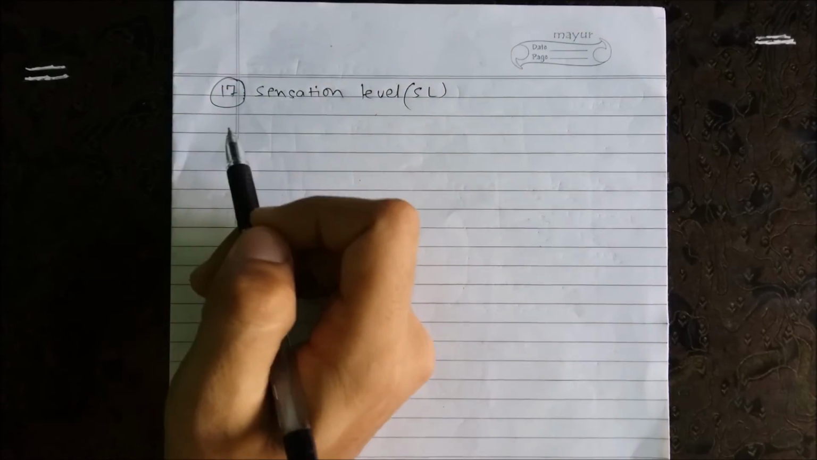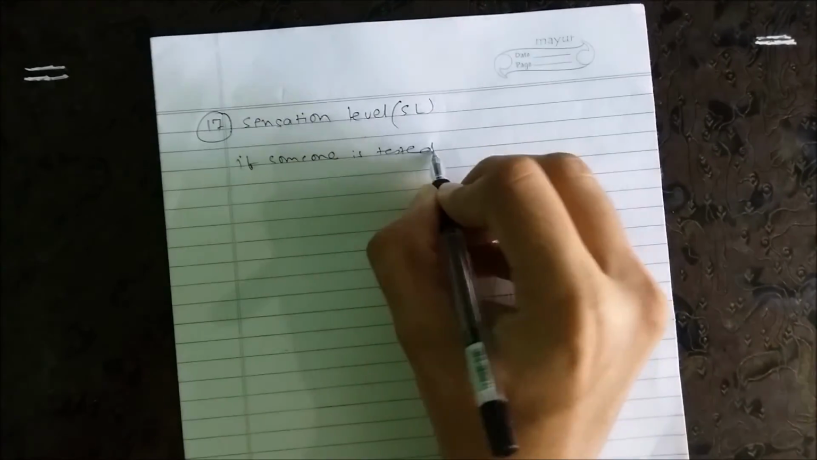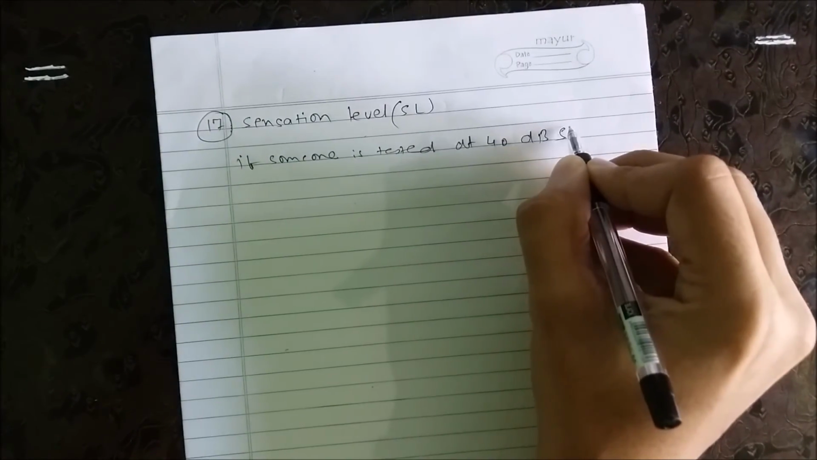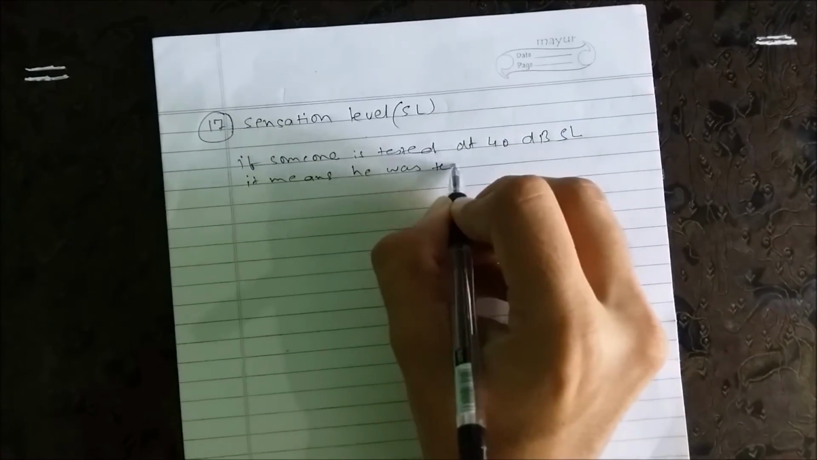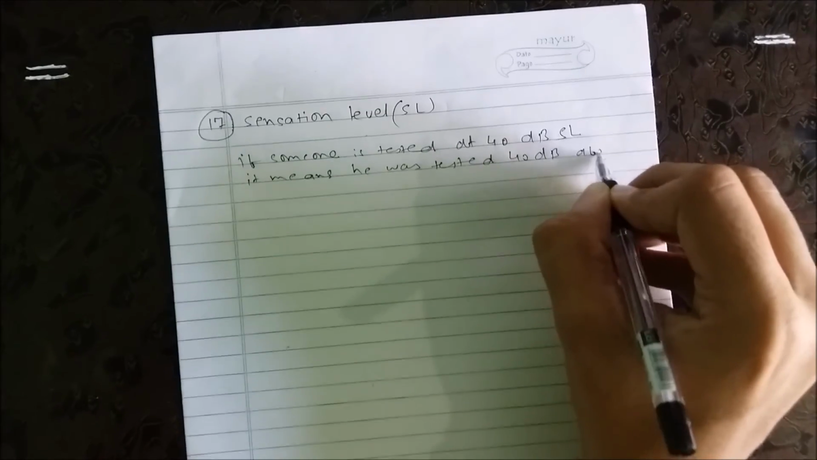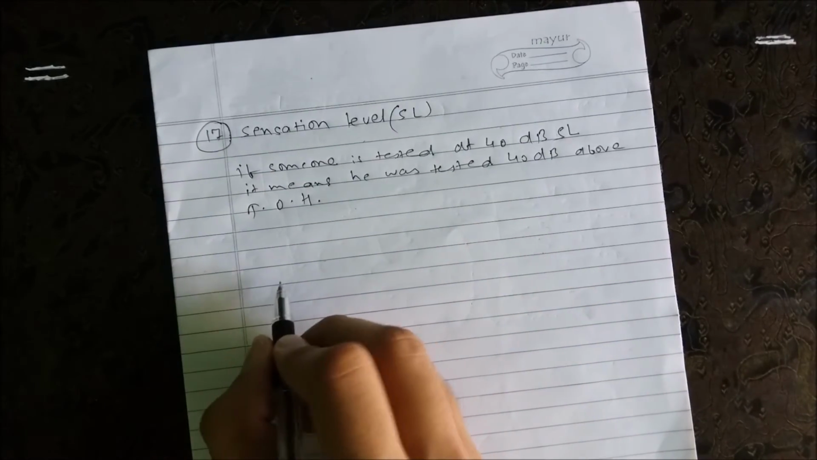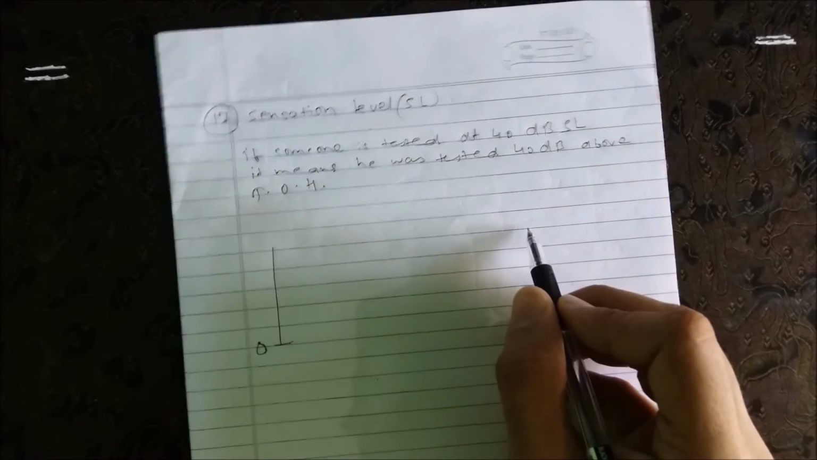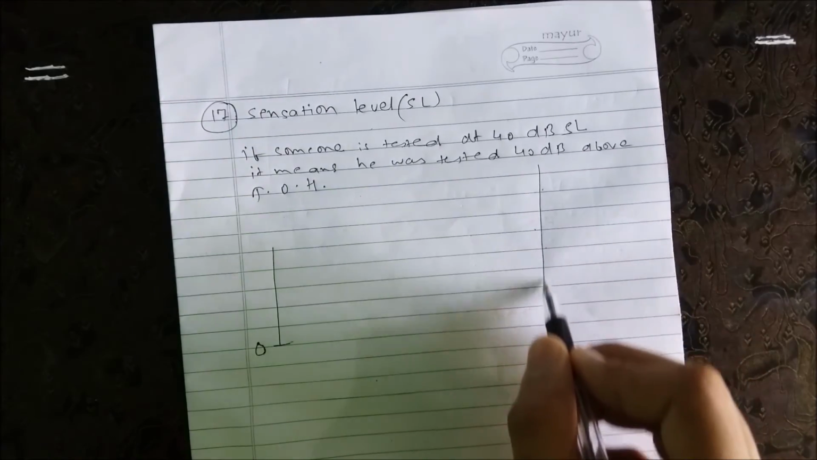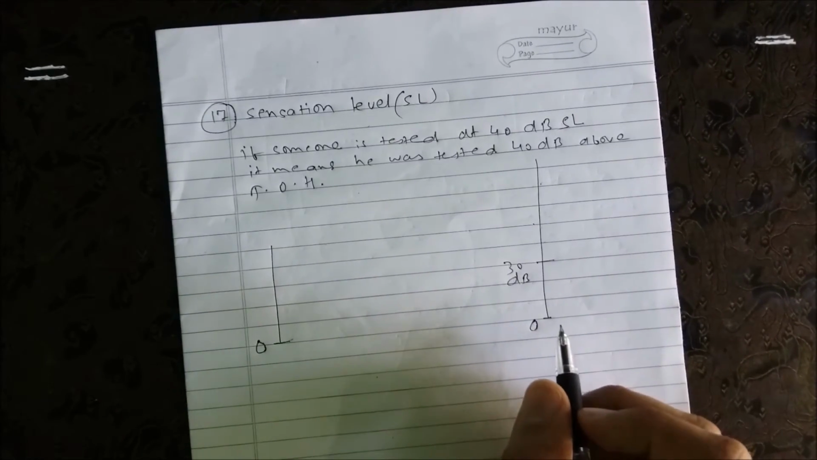Or SL. Okay, number 17, sensation level. If someone is tested at 40 decibel sensation level, it means he was tested 40 decibel above threshold of hearing. Do you get me? For example, one person has a threshold of hearing of 0. He starts to hear from 0 decibel, and another person starts to hear not from 0 but from 30 decibel.